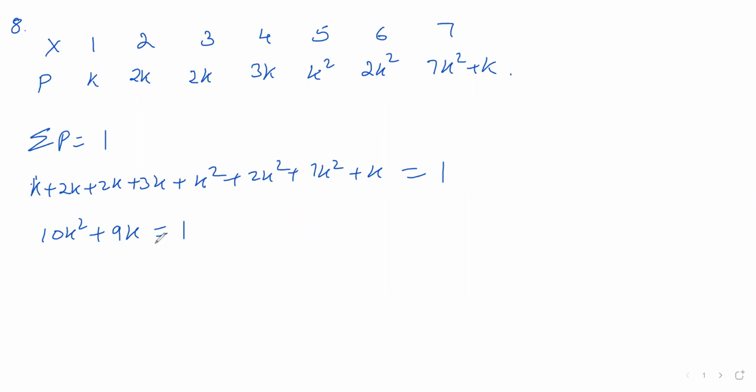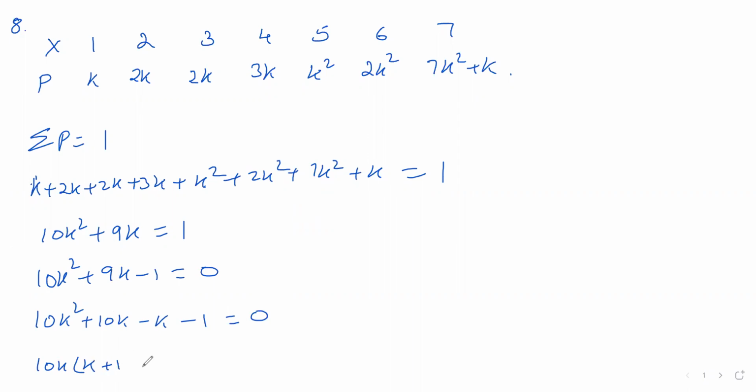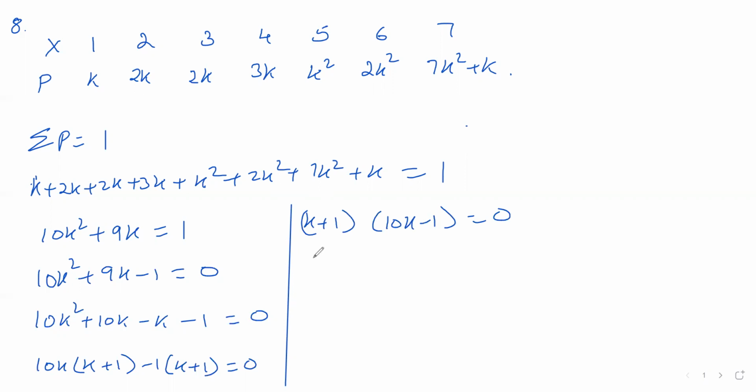Now we have to find the value of K. I will say 10K square plus 9K minus 1 is equal to 0. So 10K square plus 10K minus K minus 1 is equal to 0. So 10K into bracket K plus 1 minus 1 into bracket K plus 1 is equal to 0. So K plus 1 and 10K minus 1 is 0. So K is minus 1 or K is 1 by 10.